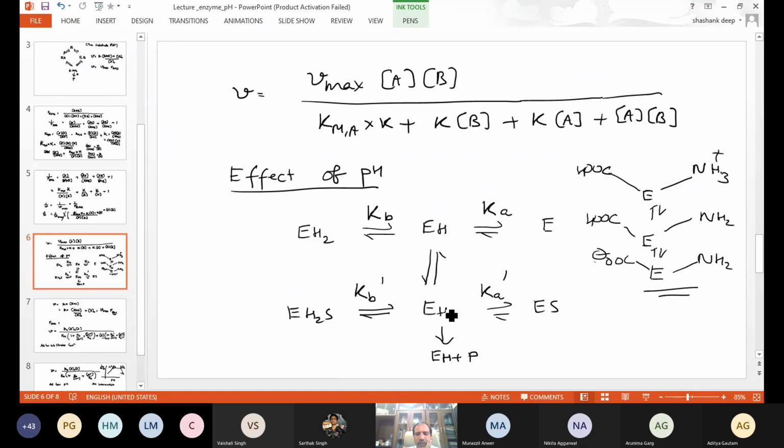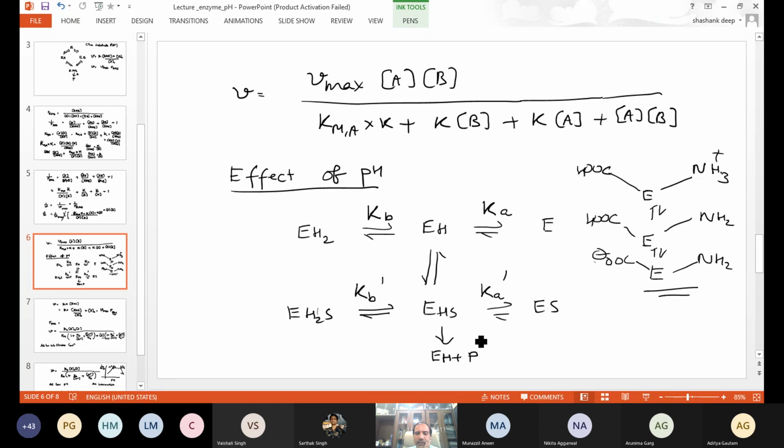So this is the equilibrium. Here I assume that EH, the neutral form, is binding to S to give EHS, and then EHS gives you EH plus product. Again, this EHS can exist in two different forms. If this is the mechanism, suppose, then how will I look at the effect of pH? How will I go ahead?